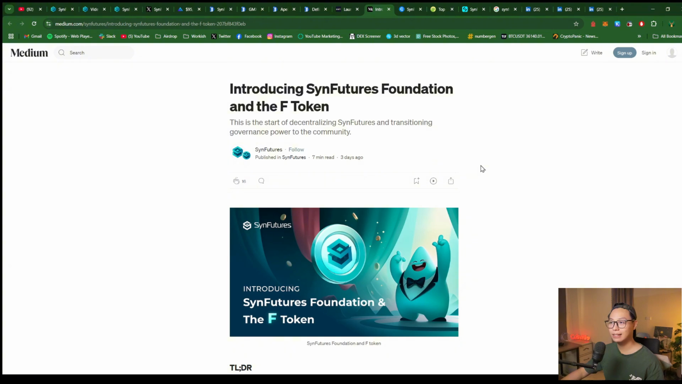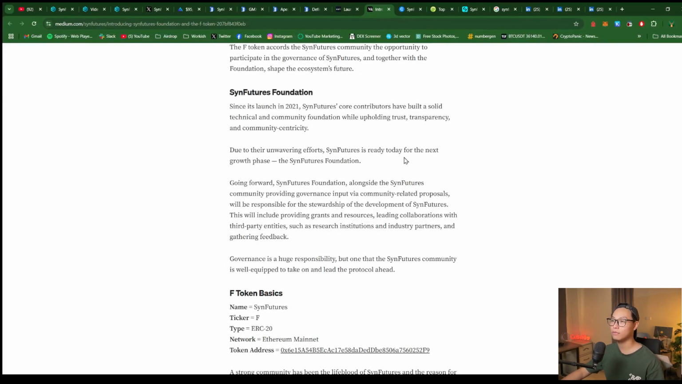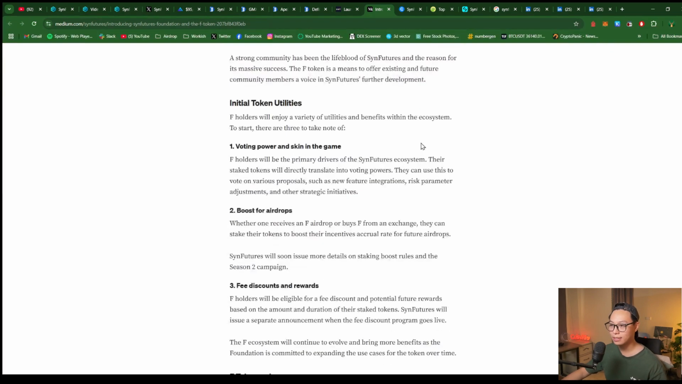But yeah, moving on to the next part, which is the tokenomics. SynFutures just recently announced their F token tokenomics, and how they're going to be using that token. Okay, so very nice. First of all, the basics. The name is SynFutures. The ticker is F. I don't know why it's F. I like it. It's going to be on Ethereum. This is the contract. There are various utilities.